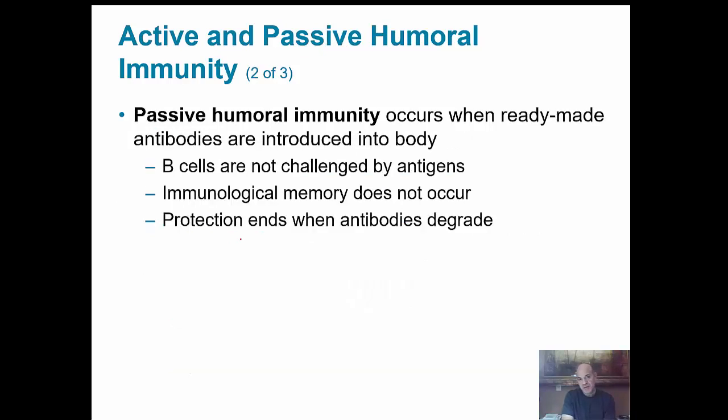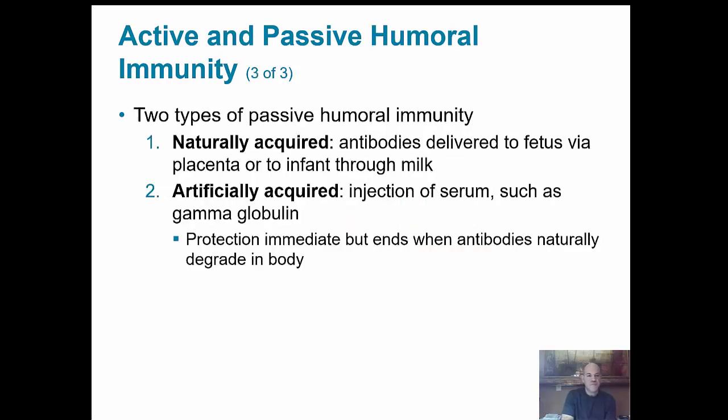In passive humoral immunity, your body's not going to work to make any antibodies, so this is passive. And this occurs when ready-made antibodies are introduced into the body. So here your B cells are not challenged by any antigens, and in this case, immunological memory cannot occur. So no occurrence of memory, and protection ends when the antibodies degrade.